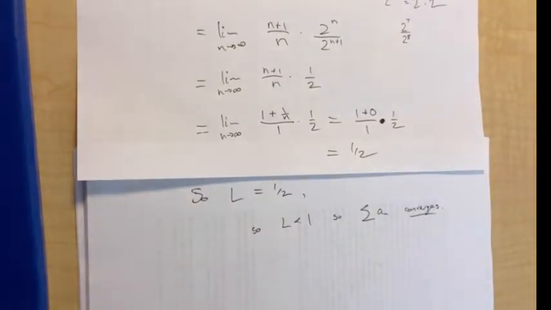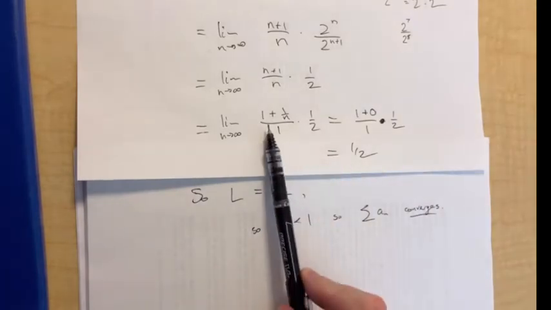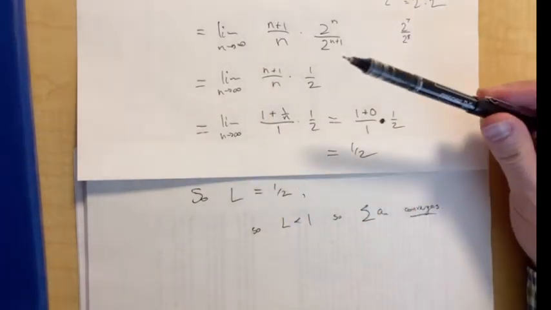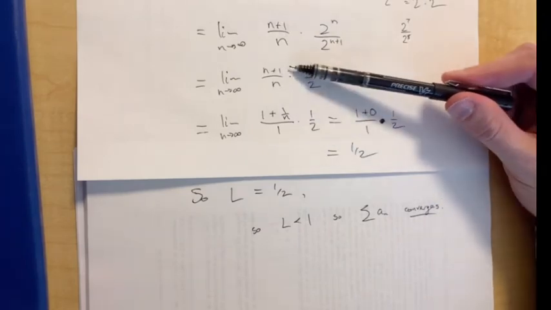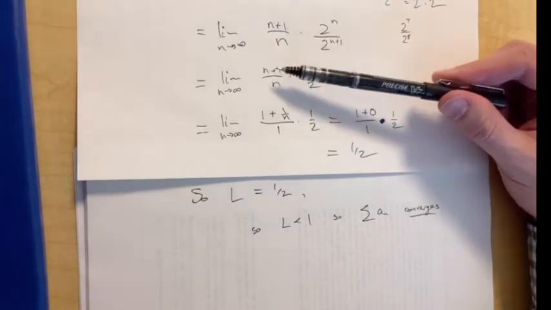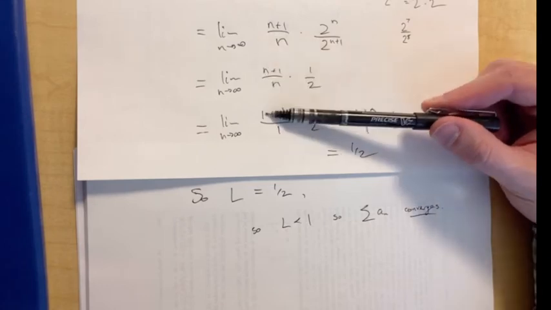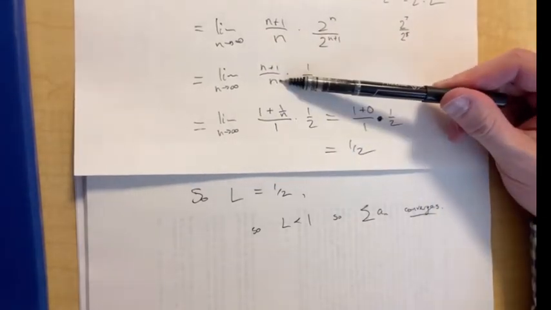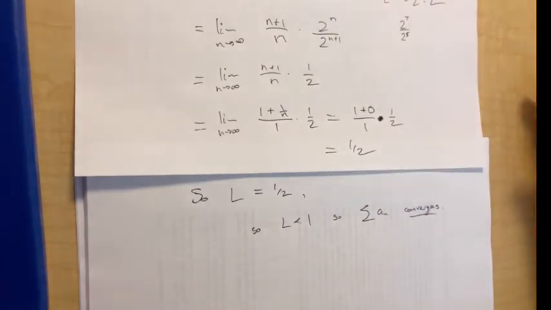Any questions about that? What are your questions? Would you get the 1 to plug into n? Yeah, going from here to here, I divided the whole fraction by n on the top and the bottom. So this n becomes n divided by n, which is 1. This becomes 1 divided by n. This becomes 1 also on the bottom.